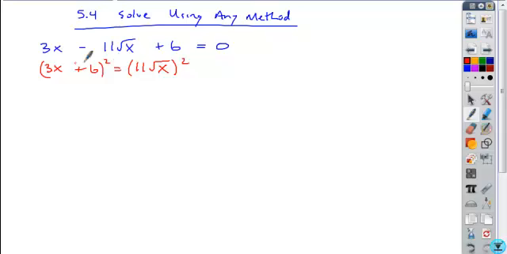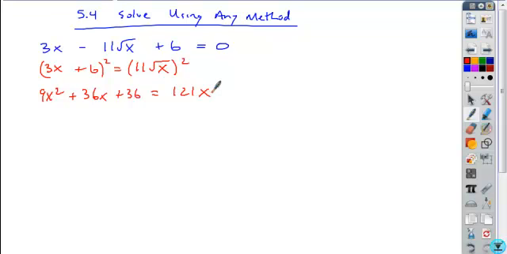Okay, and so here I expand my binomial square. I take my first term and square it, so 3 squared x squared. Next, I take the product of my terms and double it. 3x times 6 is 18x. Double that, we get 36x. And then my last term squared, 6 squared is 36. And then I'm going to square my 11 and my root x. So I've gotten rid of my radical in this way.